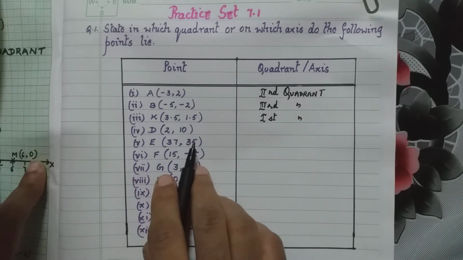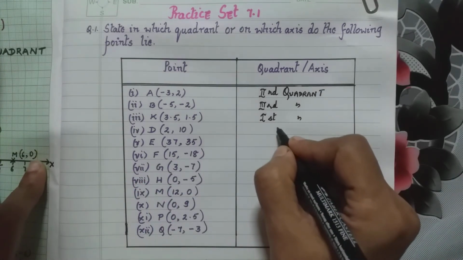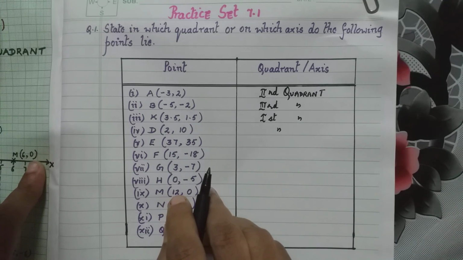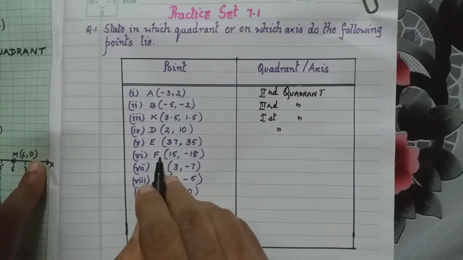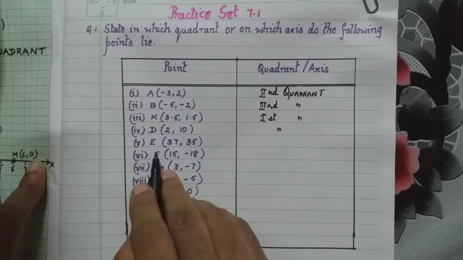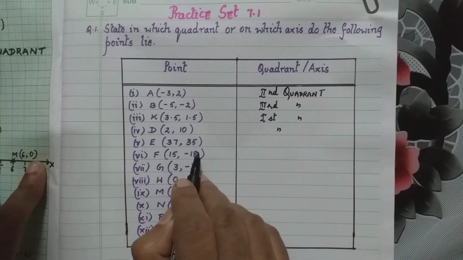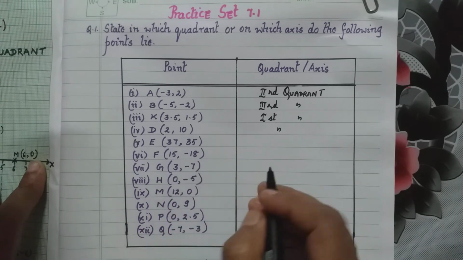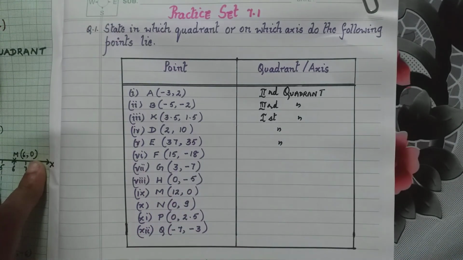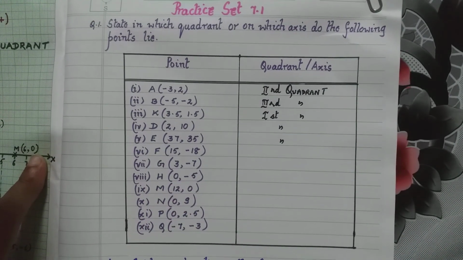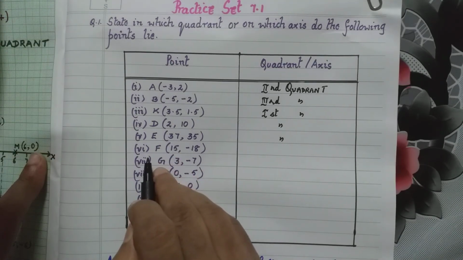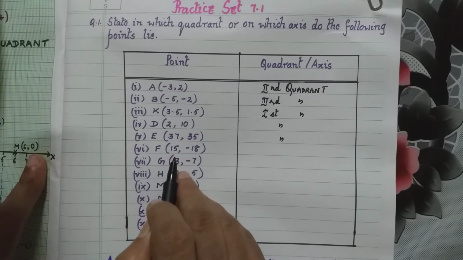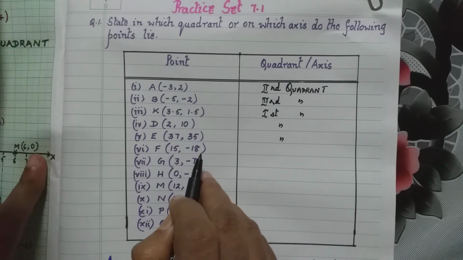Both the coordinates are positive, therefore it is the first quadrant. Coming to the point E (37, 35). See the signs? Both are positive, so again it is the first quadrant. What about the sixth question? The point F is having the coordinates (15, -18).